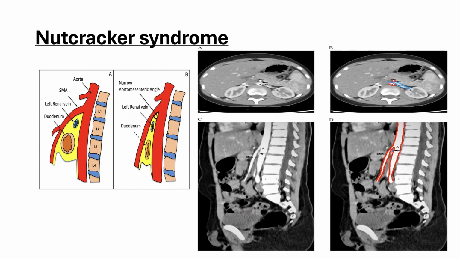As we can see in this image, the green line denotes the angle between the abdominal aorta and the superior mesenteric artery. In this first image, we can see that there is a wide angle, whereas in the second image there is a very narrow angle, less than 25 degrees. So what happens in superior mesenteric artery syndrome or nutcracker syndrome? This angle reduces and it causes compression of the left renal vein and the duodenum.